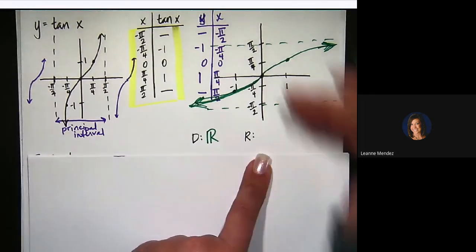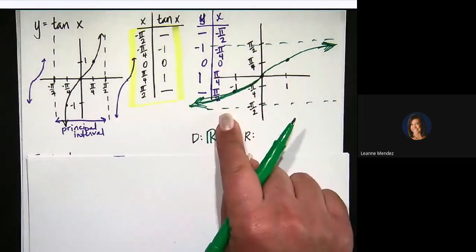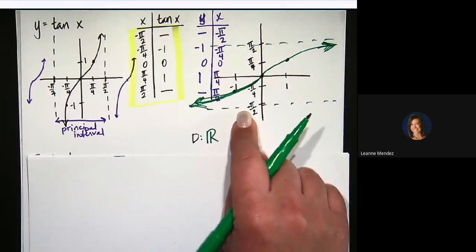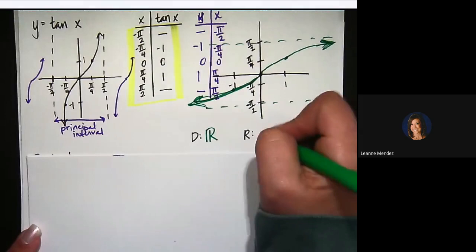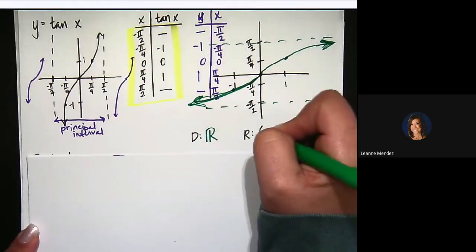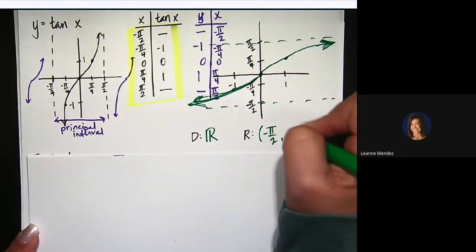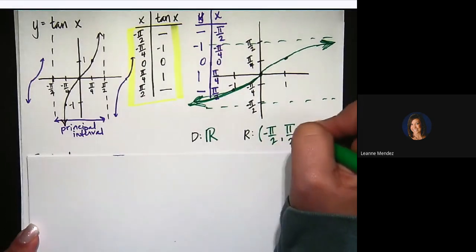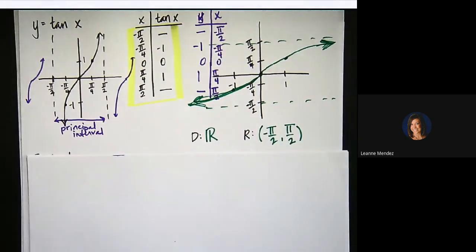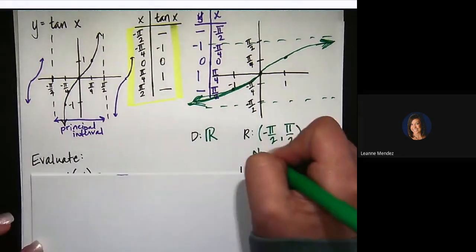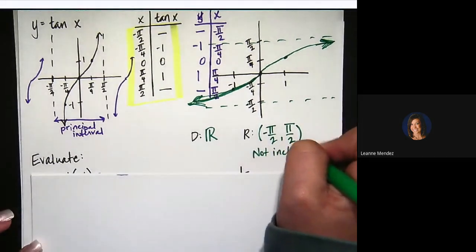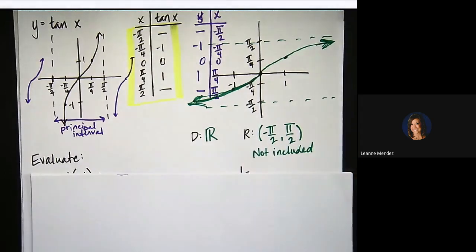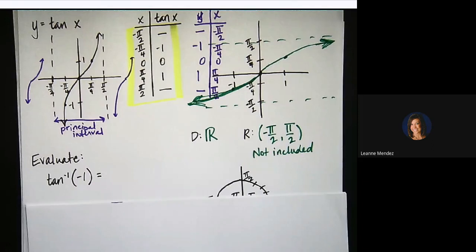My range, however, I'm going to keep approaching both of these dotted lines, those horizontal asymptotes, which means I'm not going to have them inclusive. I'm still going to go from negative pi over 2 to positive pi over 2, but I'm going to have soft brackets around those values because they are not included. So I can get as close to that pi over 2 as possible, but those endpoints are not included. In cosine and sine, they are included. Okay? So now let's evaluate.